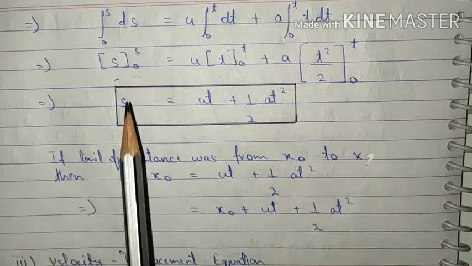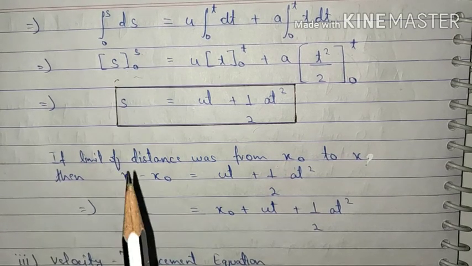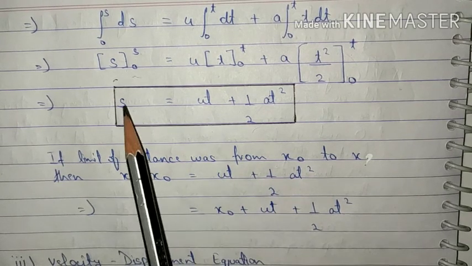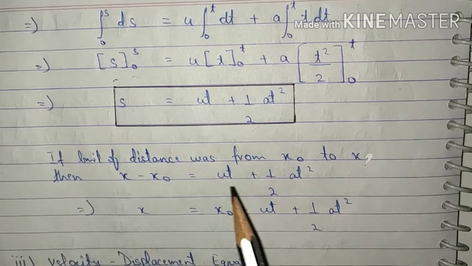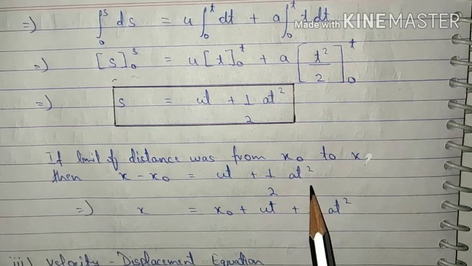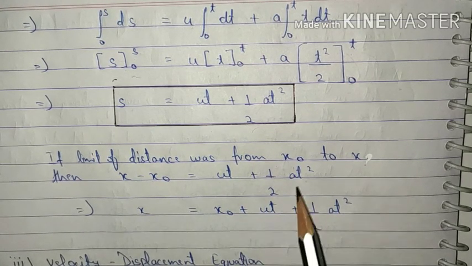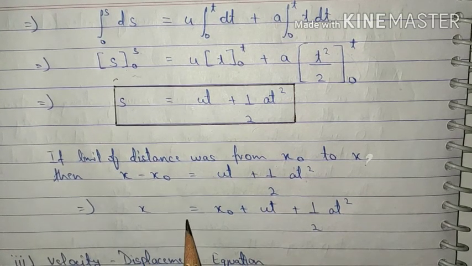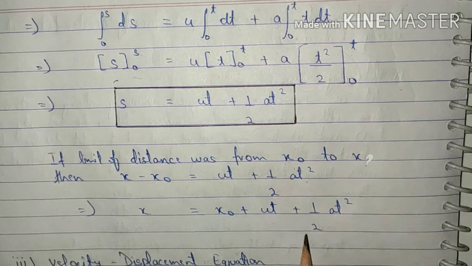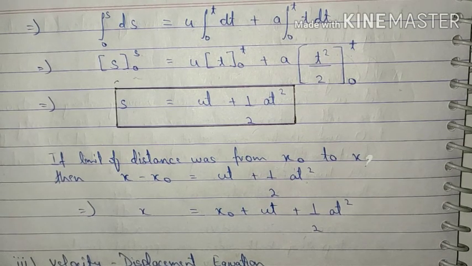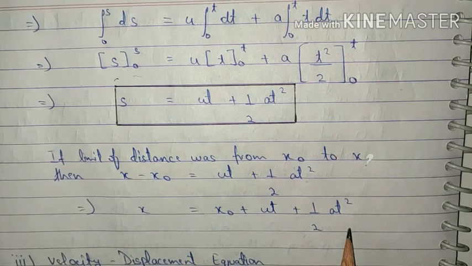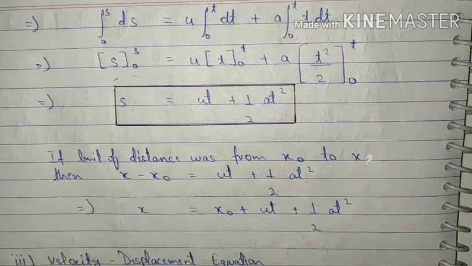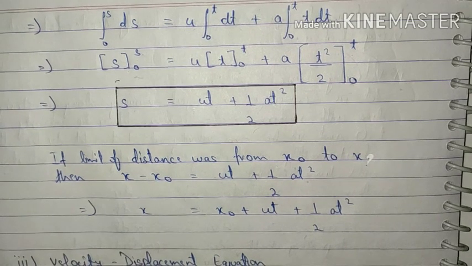So replacing this s with x minus x0, we get the whole equation to be similar, that is s is equal to x minus x0, so ut plus half at square, which is equal to ut plus half at square. Now rearranging this, we can write it as x is equal to x0 plus ut plus half at square. Please note again, this equation is applied when our initial distance has some other value other than 0.